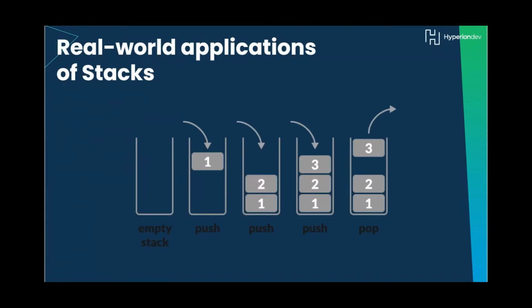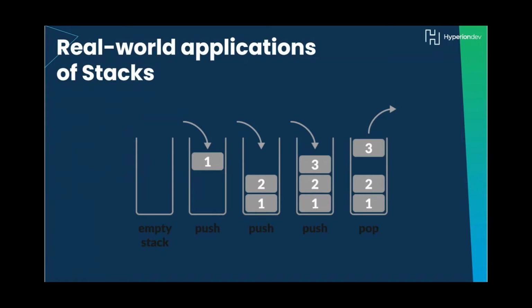Next, we have stacks. A stack is a linear data structure that follows a particular order in which operations are performed. The order may be last in, first out, or first in, last out. You can think of a stack data structure as a pile of plates on top of one another. With it, you can put a new plate on top, and you can remove the top plate.